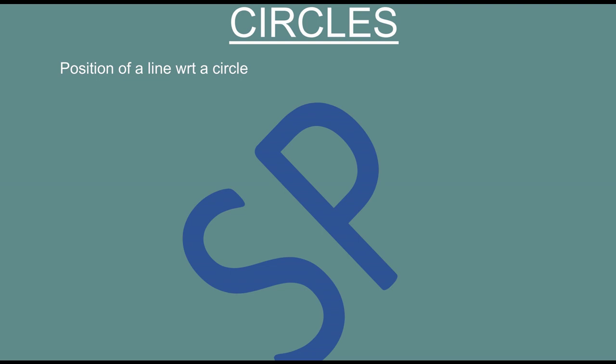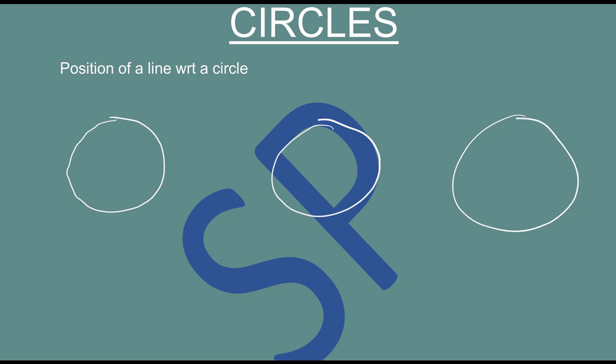Here we are going to see position of a line with respect to a circle. The way we are going to discuss this concept is same as the way we have discussed position of a point with respect to a circle. You see, we took three cases there. Here also it's the same thing. I have three circles.